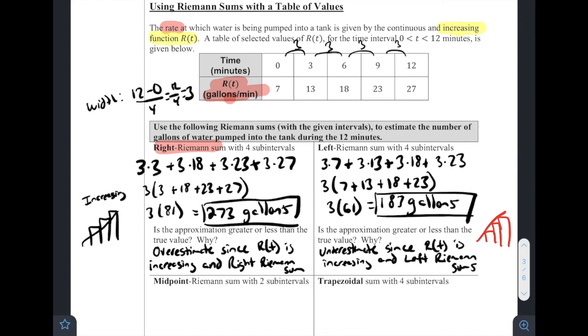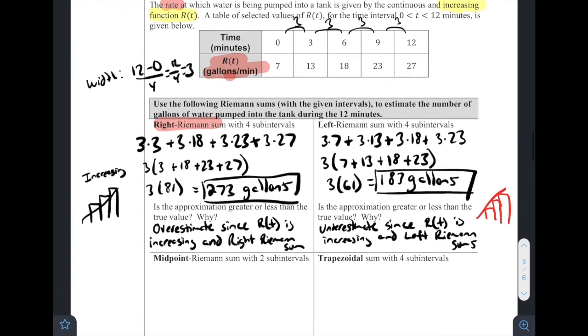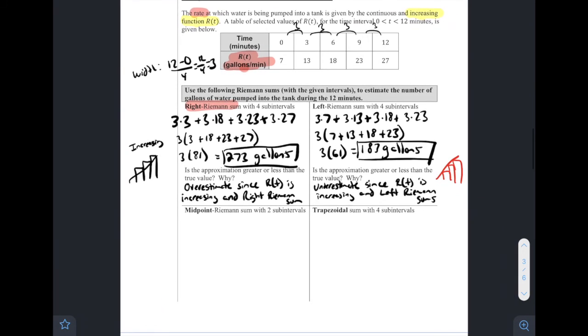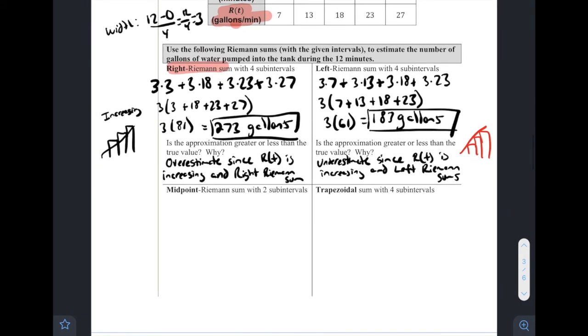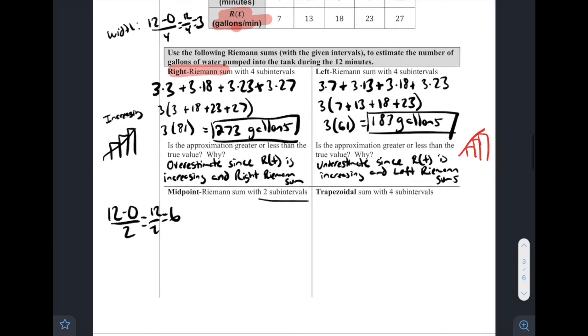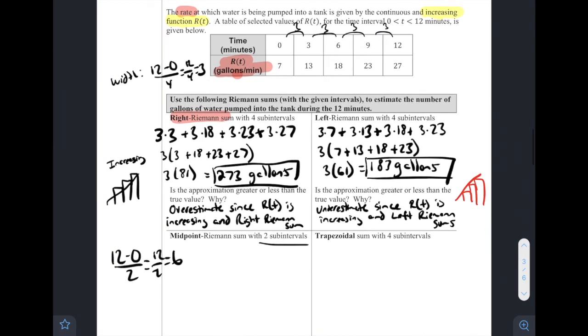So that's what the justification for this looks like. The midpoint Riemann sum with 2 subintervals. Okay, here when we're doing 2 subintervals, we're going from 0 to 12, and we're only doing 2, so that's going to be 12 over 2, which is a width of 6. How do we do this with this table?